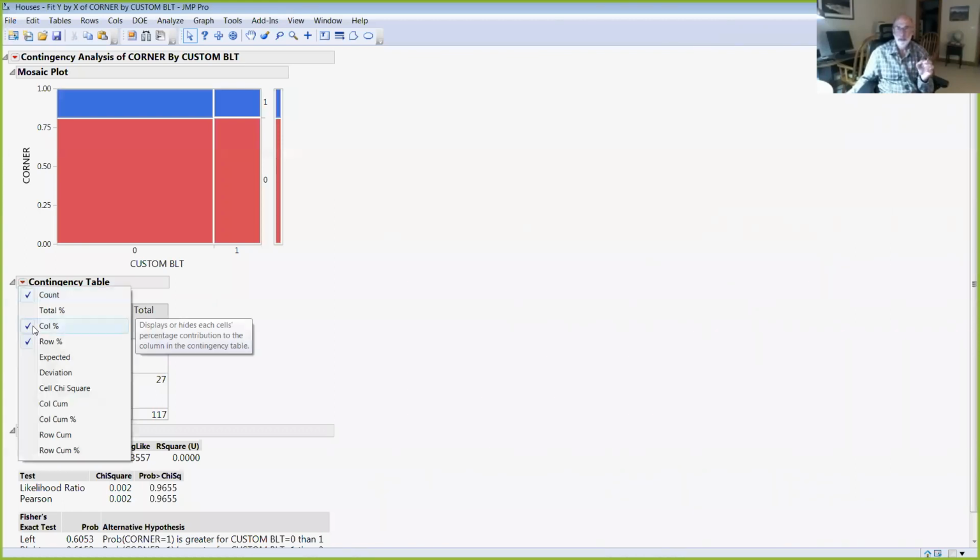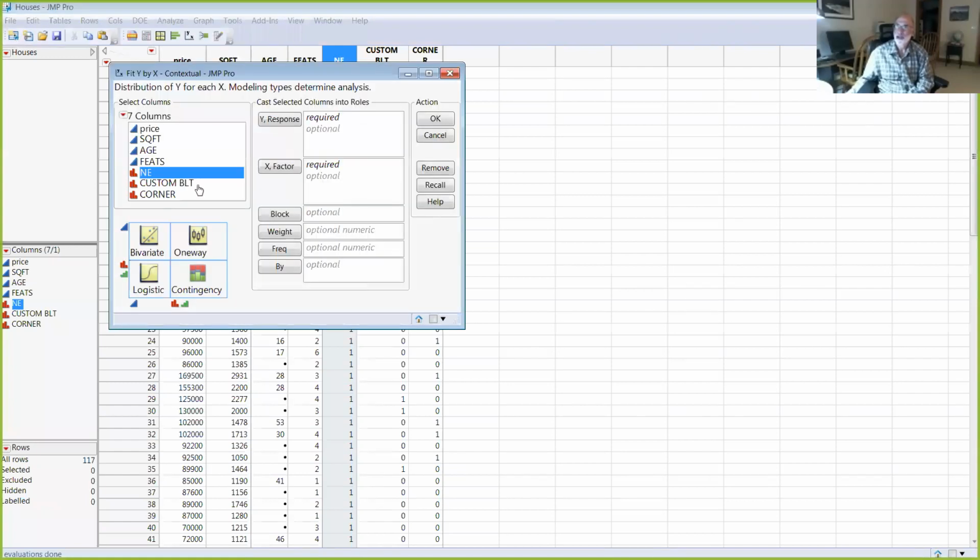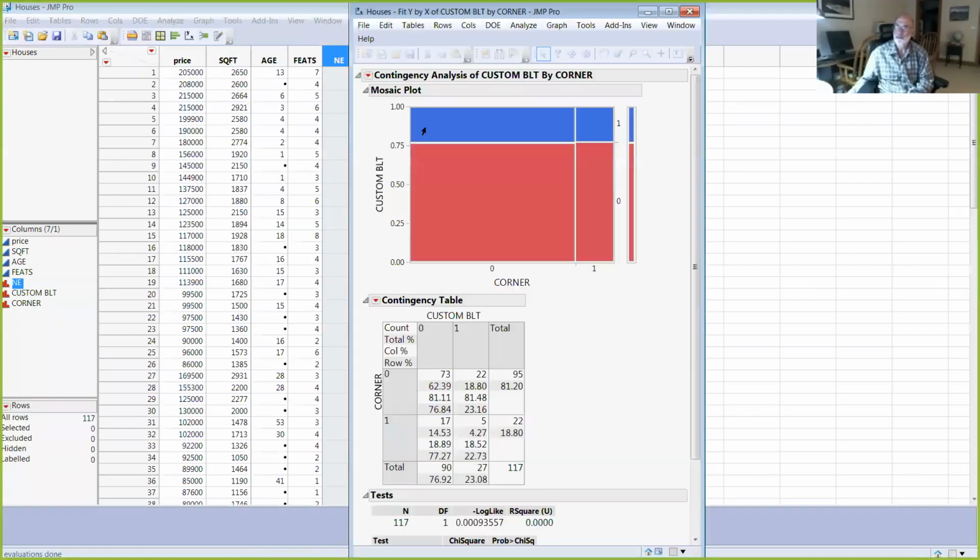Usually if you ask the question the right way, does Y respond to X? Does being on a corner respond to whether or not it's custom built? Then you would want the row percents, and actually I'm going to do this over because I think the easier way to think about this intuitively is to ask, does custom built respond to whether or not a house is on a corner? My hypothesis would be that you're more likely to build a custom built home if it's not on a corner, since corners are kind of crowded, involve traffic, you may not want to be there.